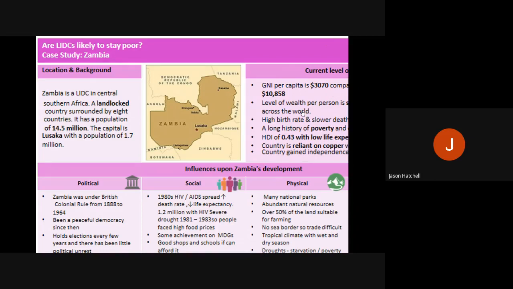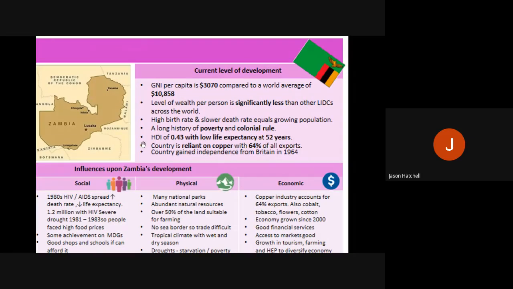And so if we then think about where it currently stands in terms of development, its wealth per capita, so the amount of income per capita, is $3,070, and that compares to a world average of $10,858. So it is behind in terms of its levels of wealth per person. It's significantly less than other LIDCs as well. So it has for years lagged behind in terms of this wealth aspect per person.